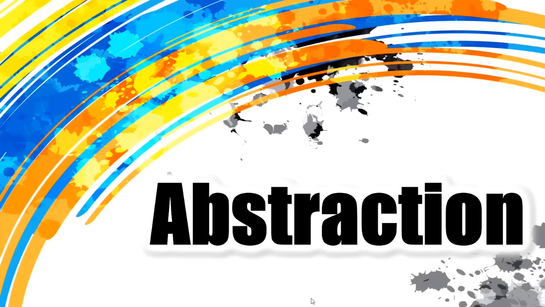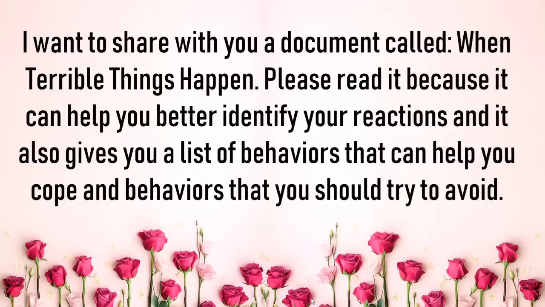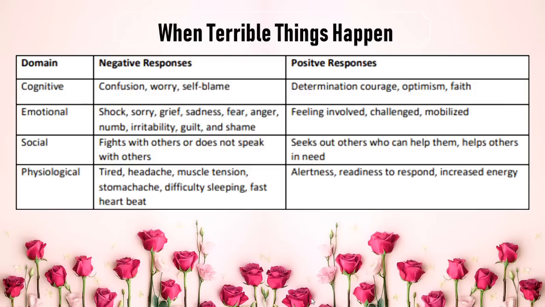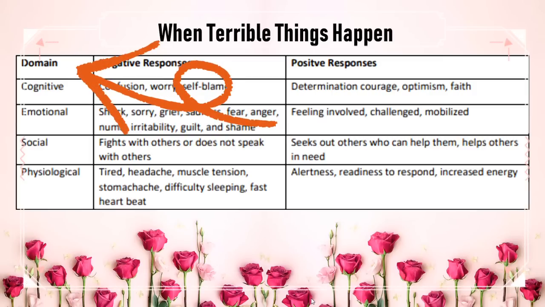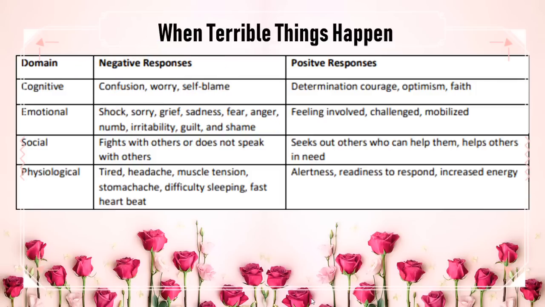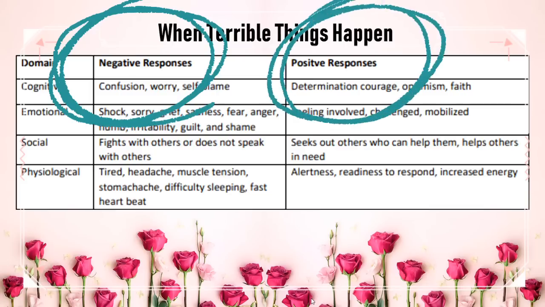Abstraction. I want to share with you a document called When Terrible Things Happen. Please read it because it can help you better identify your actions, and it also gives you a list of behaviors that can help you cope and behaviors that you should try to avoid. When terrible things happen, you have the cognitive, emotional, social, and physiological domains. And on the side, we have the negative and the positive responses.